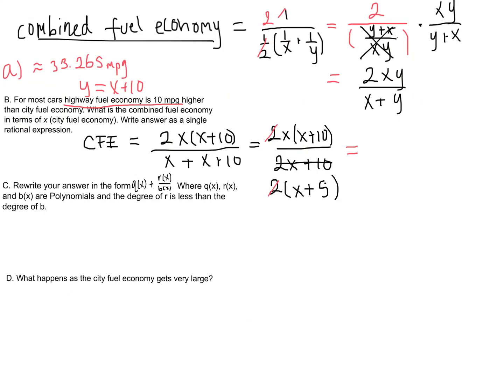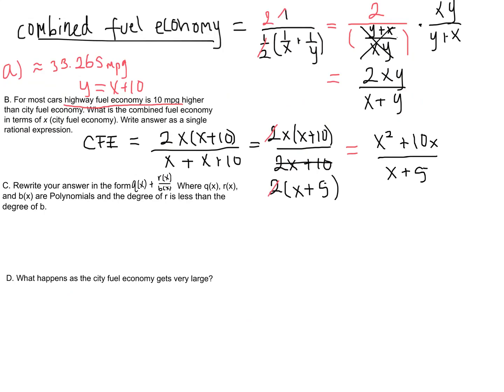And so now my expression, think about what I have in the numerator. I have x times x plus 10. So I can distribute that in, and I'll end up with x squared plus 10x. And in the denominator, I just have x plus 5.